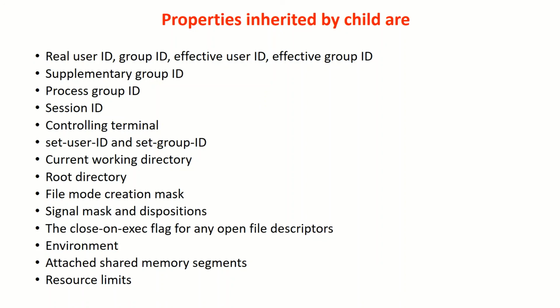Then resource limits: which resources are used to execute this function. All resources are identified, and they are used with minimum utilization to run the process. Like that, when the fork function is called to create a child process, these properties are automatically inherited by the child from its parent process.